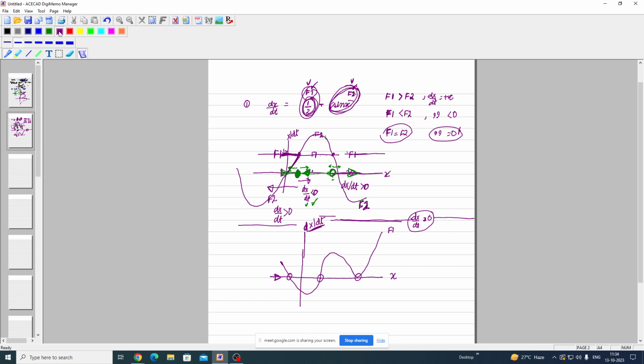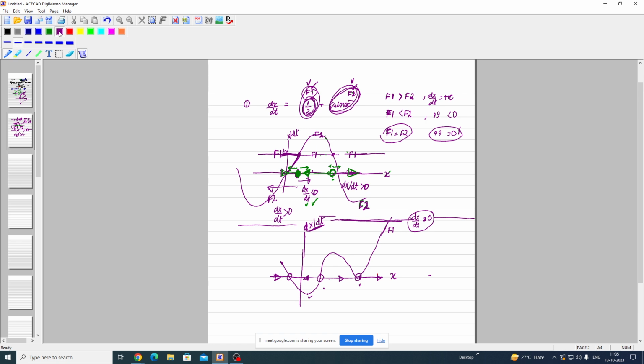Between these two fixed points, the flow will be to the left because dx by dt is negative, less than 0. Which means if x is somewhere here, dx by dt is negative, so x will reduce and move towards the left side. Similarly, between these two fixed points, dx by dt is positive, which means x will move towards the right side. Now between the last fixed point and plus infinity, dx by dt is positive, which means x is going to increase. So we have this scenario.